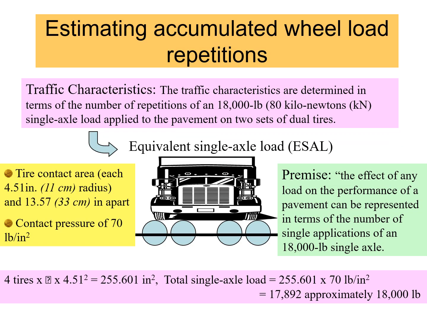On the next slide you can see the estimating accumulated wheel load repetitions. The traffic characteristics are determined in terms of the number of repetitions of an 18,000 pound single axle load applied to the pavement on two sets of dual tires. If you just recall the definition of the standard axle, a single axle with dual wheels carrying a load of 80 kN or 18,000 pound is defined as standard axle.